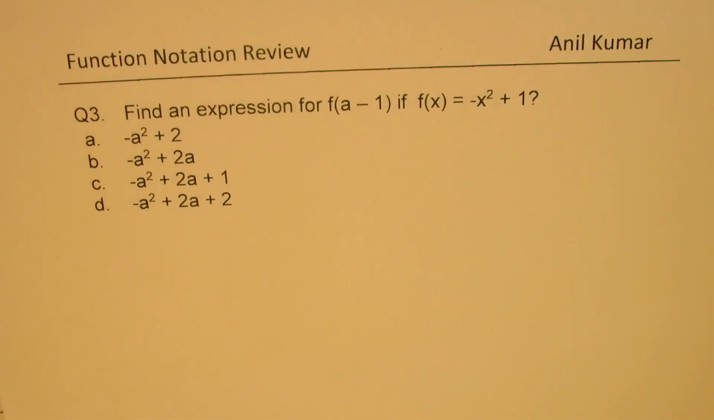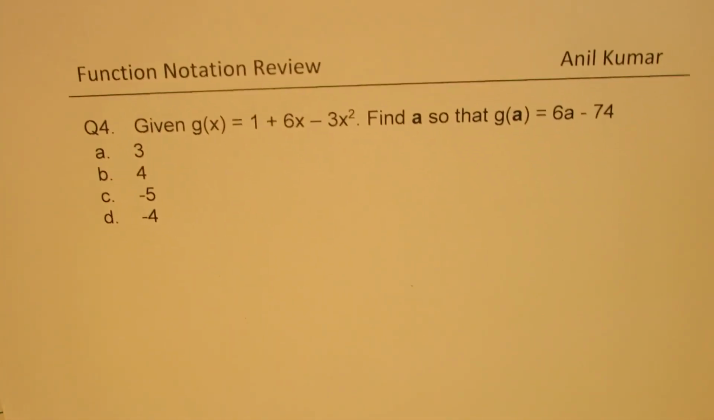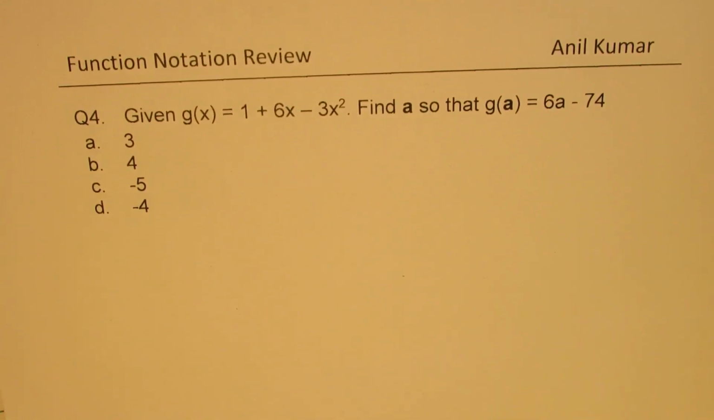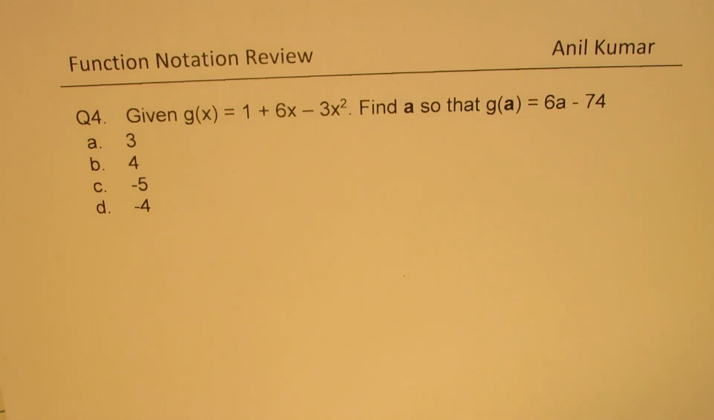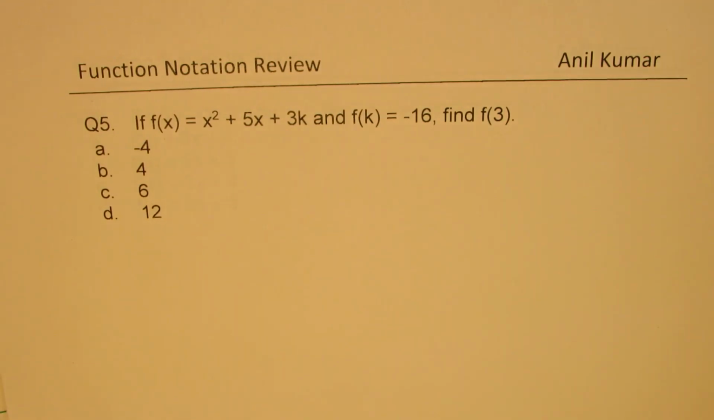is, find an expression for f of a minus 1 if f of x is given to you as minus x squared plus 1. Question number 4 is, given g of x equals 1 plus 6x minus 3x squared, find a so that g of a is equal to 6a minus 74. Question number 5 is, if f of x equals x squared plus 5x plus 3k and f of k equals minus 16, find f of 3.